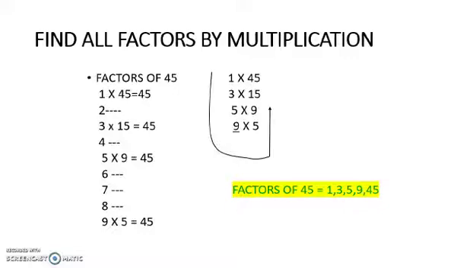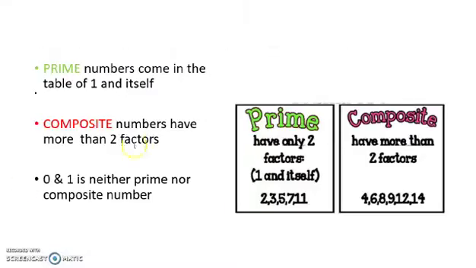Now let us move on to the next slide, which is showing us composite and prime numbers. What are prime numbers? Prime numbers are basically those numbers which have only two factors. For example, 2. 2 can be found out by multiplying 1 and 2. So 1 and itself only. Similarly, 3, 5, 7, 11.